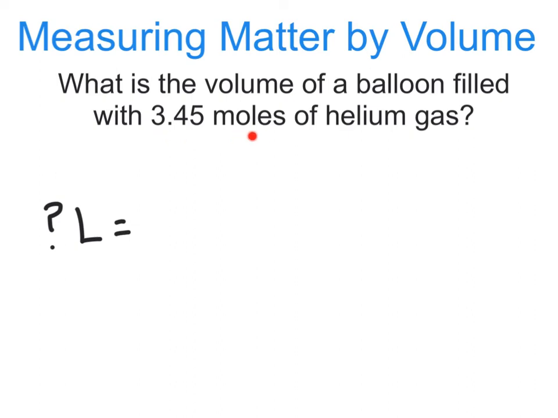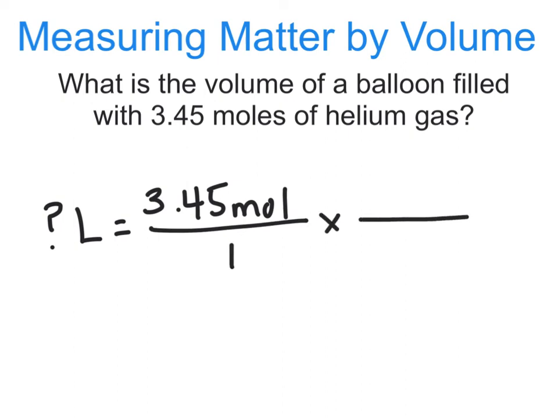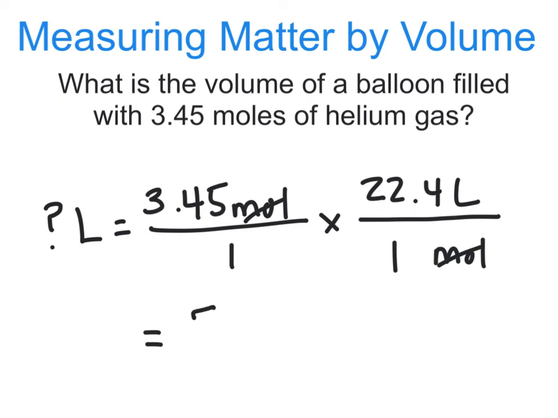I'm given 3.45 moles of helium gas. So I start with my 3.45 moles on the top of my fraction, and I put that over 1. I want moles to cancel, so it has to go on the bottom of my next fraction. Remember, in this chapter, the only number that goes with mole is 1, so I will put 1 mole on the bottom, and I'll put my molar volume on the top, or 22.4 liters. Moles cancels. To solve my problem, I take 3.45 times 22.4, and I get 77.28 liters.